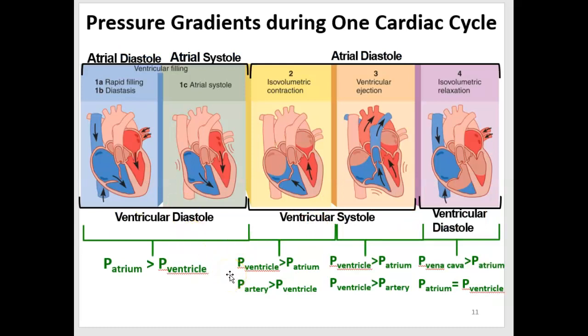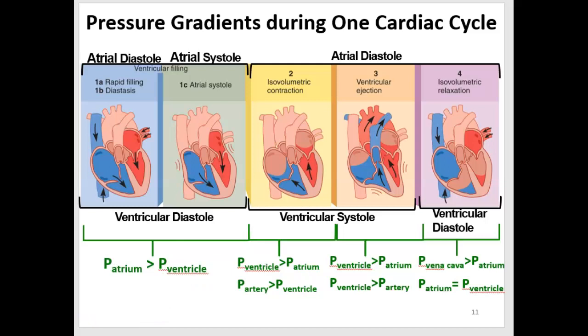This slide summarizes the pressure gradients that exist during one cardiac cycle. In 1A and B, the blue box, during atrial diastole, the ventricle is also relaxed. Blood moves from the atrium to the ventricle because pressure in the atrium is higher than in the ventricle, which is denoted with the P subatrium being greater than P subventricle.